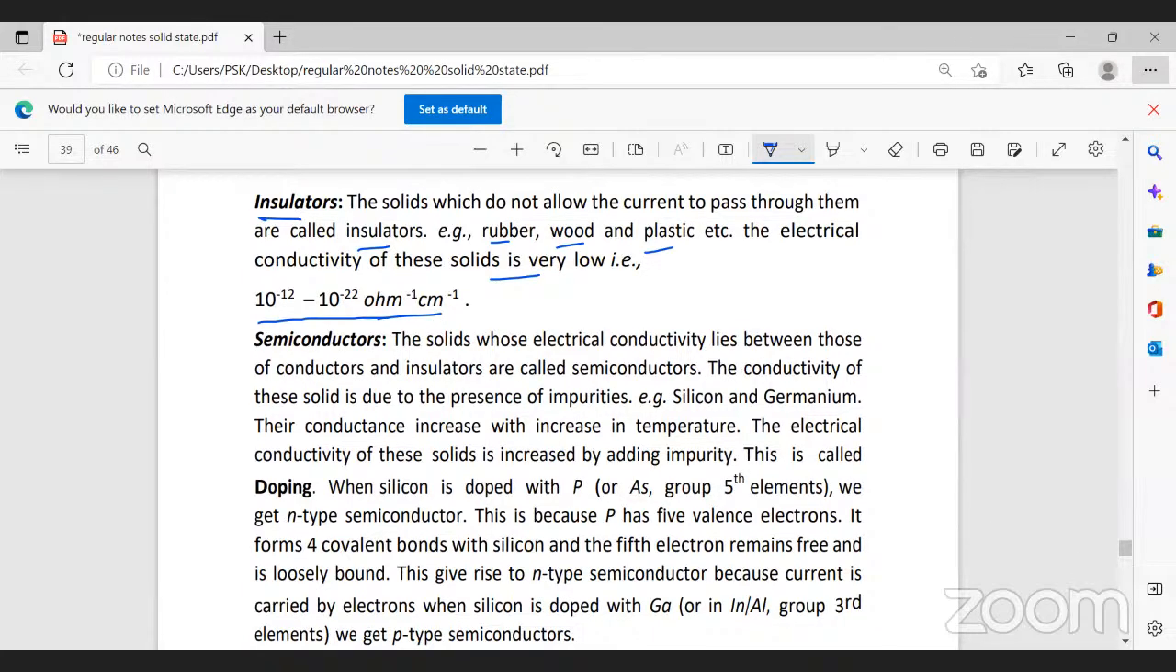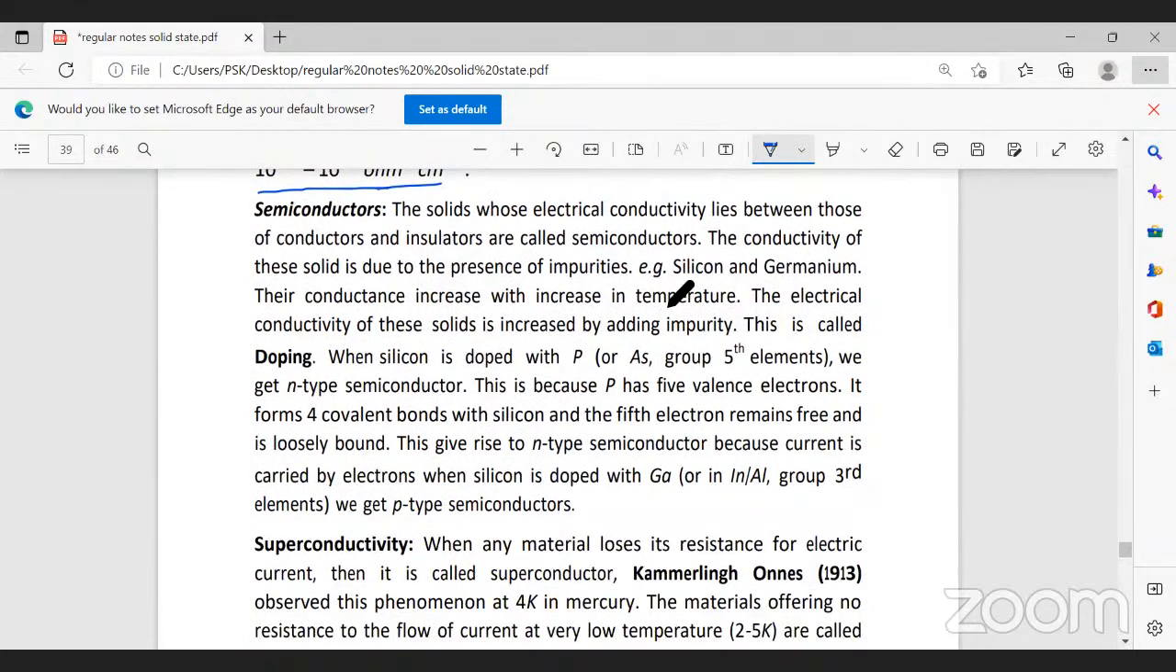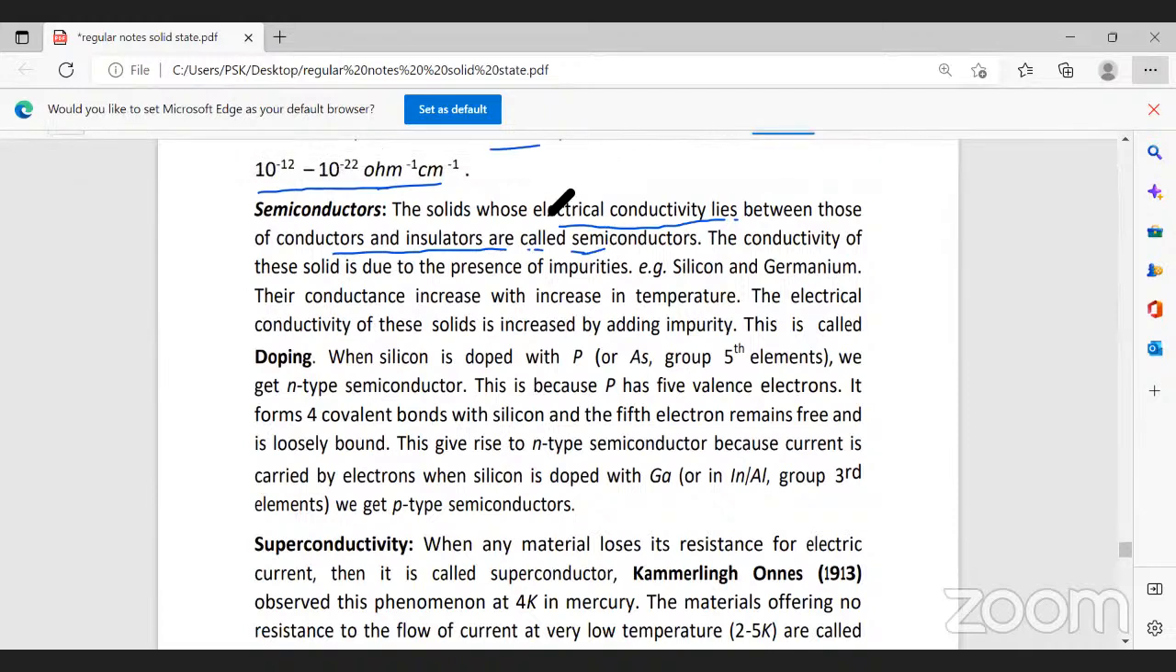The next one we have is semiconductors. Solids whose electrical conductivity lies between conductor and insulator are called semiconductors. I hope that you are getting the definition for semiconductors, students.